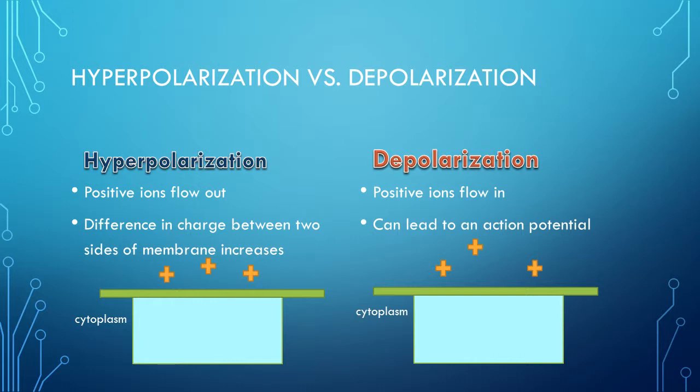Alright, so in depolarization, the opposite is going to happen, and positive ions are going to flow into the cell. Depolarization is what leads to the generation of an action potential, which I'll explain later.